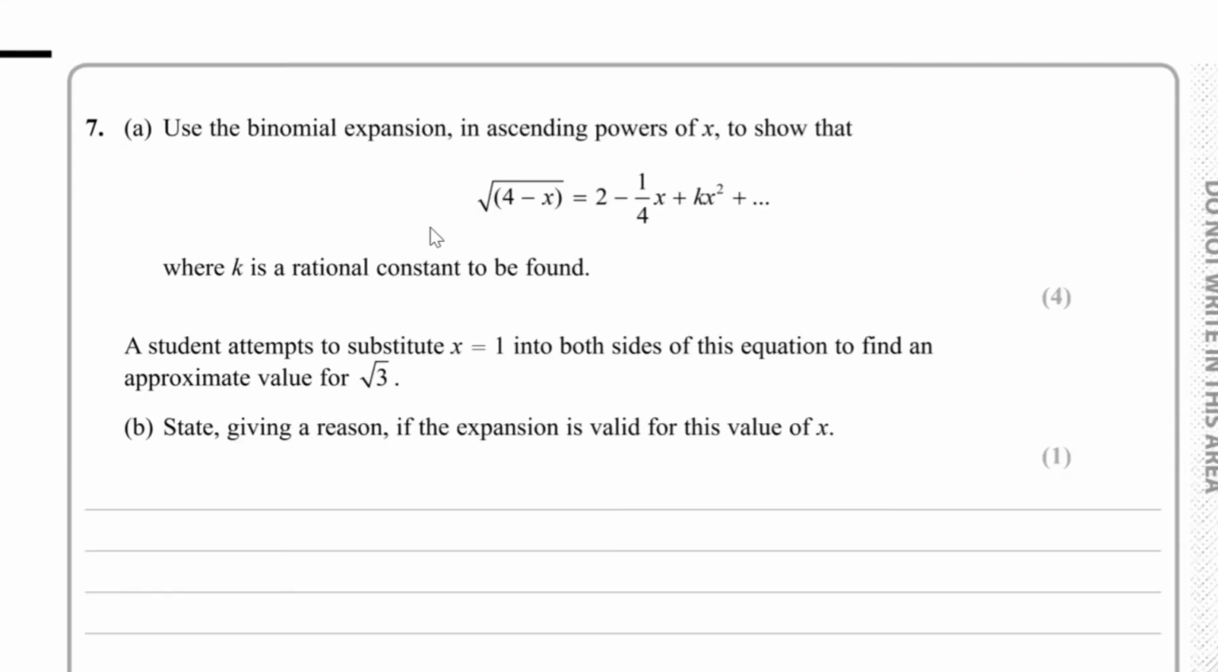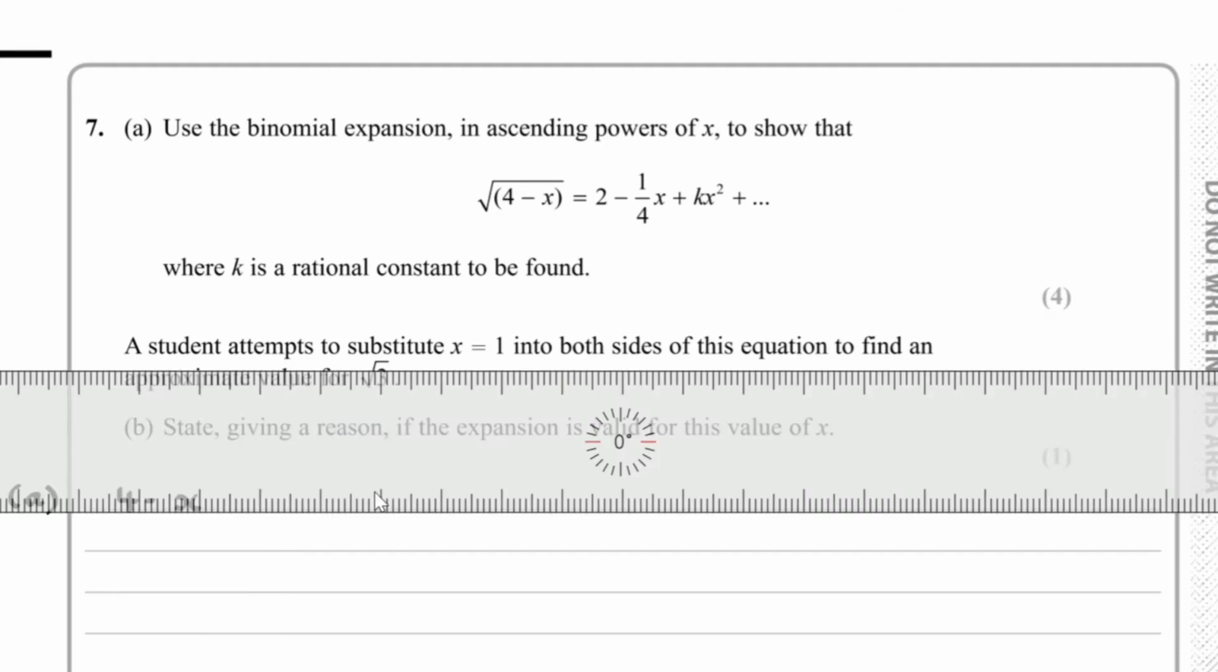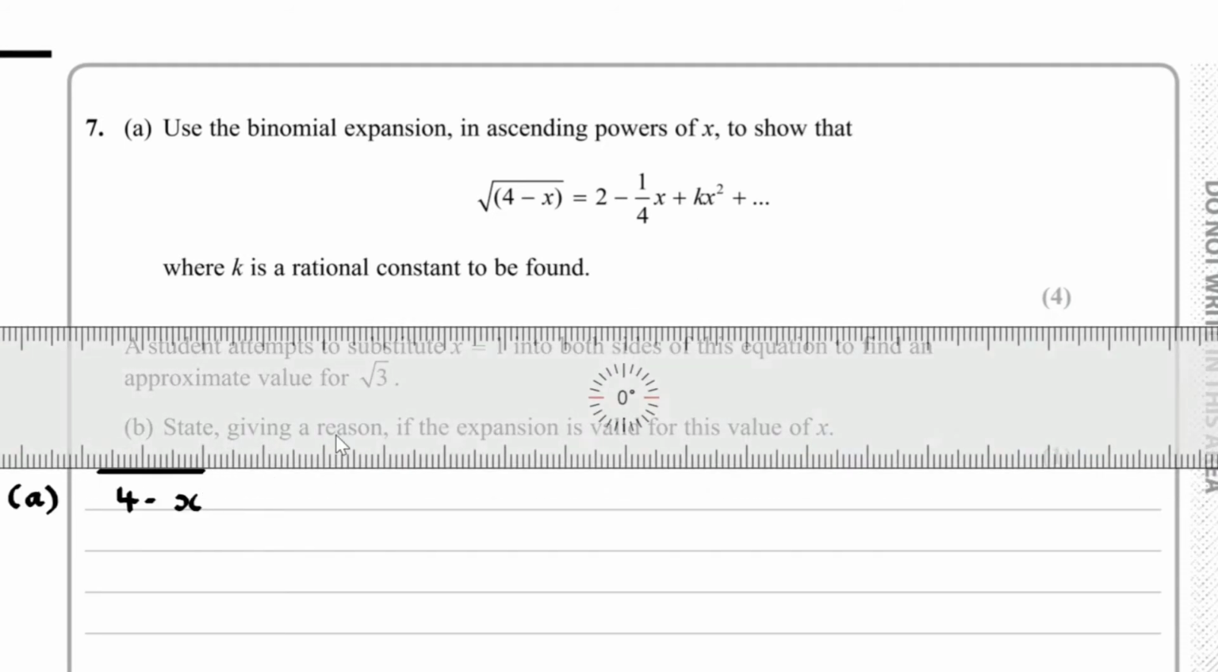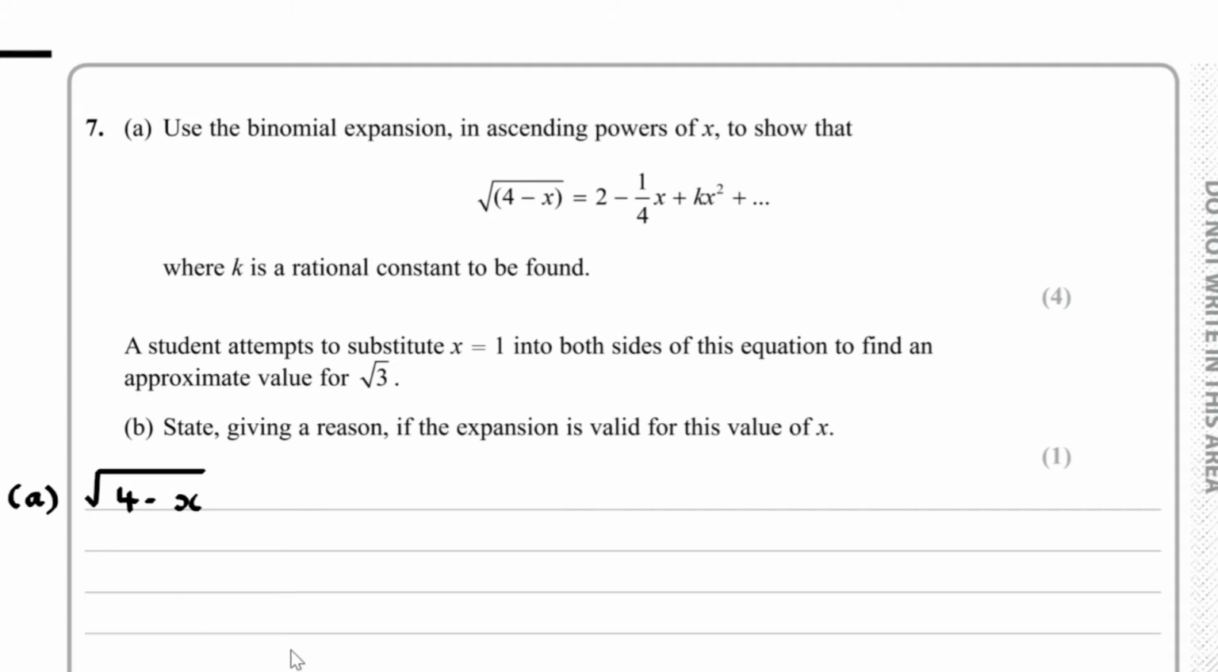Question number 7. For part A, we have to use the binomial expansion in ascending powers of x to show that the square root of 4 minus x is equal to 2 minus a quarter x plus kx squared plus higher order terms, where k is a rational constant to be found. Well, for part A, if I've got 4 minus x square rooted, I need to use the binomial expansion.